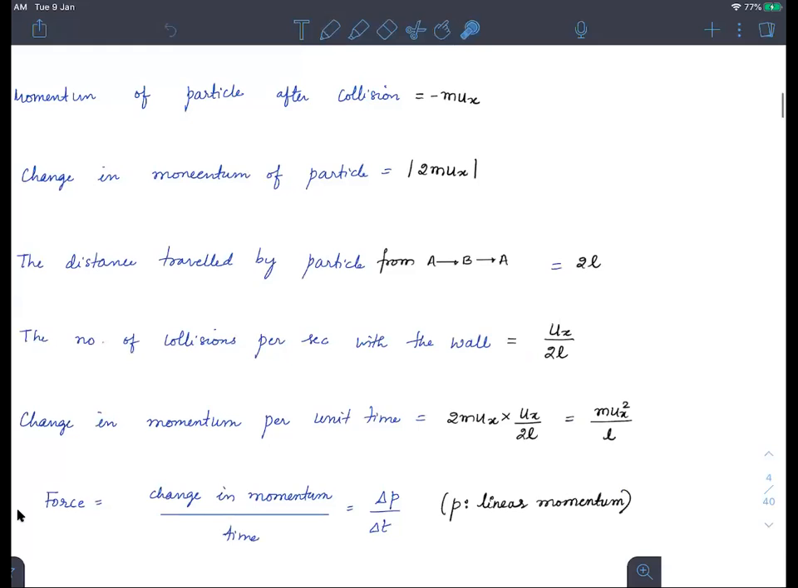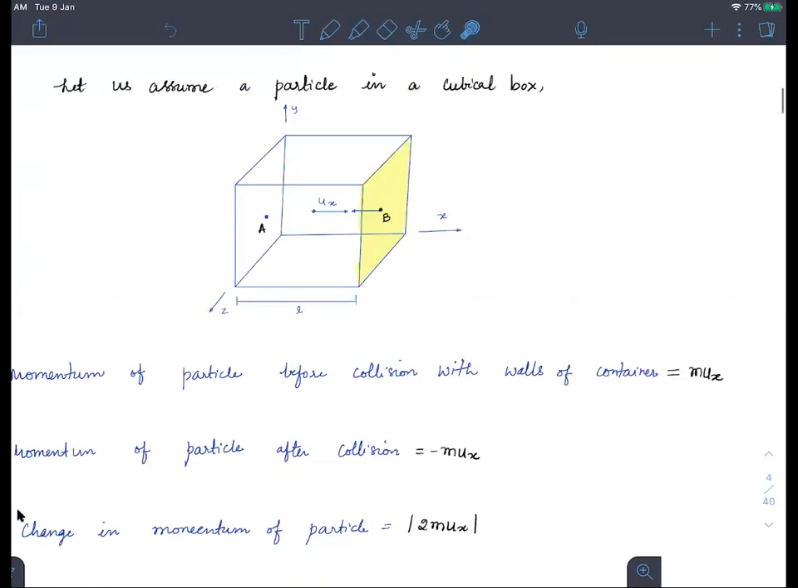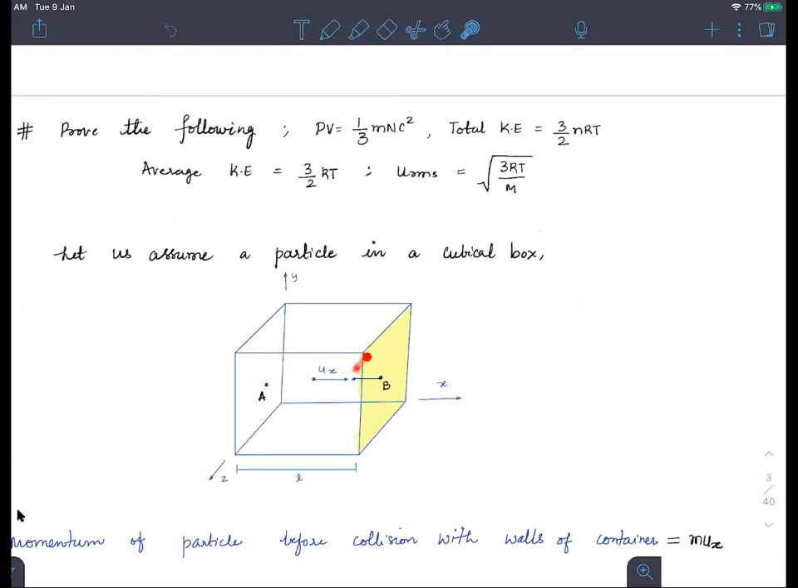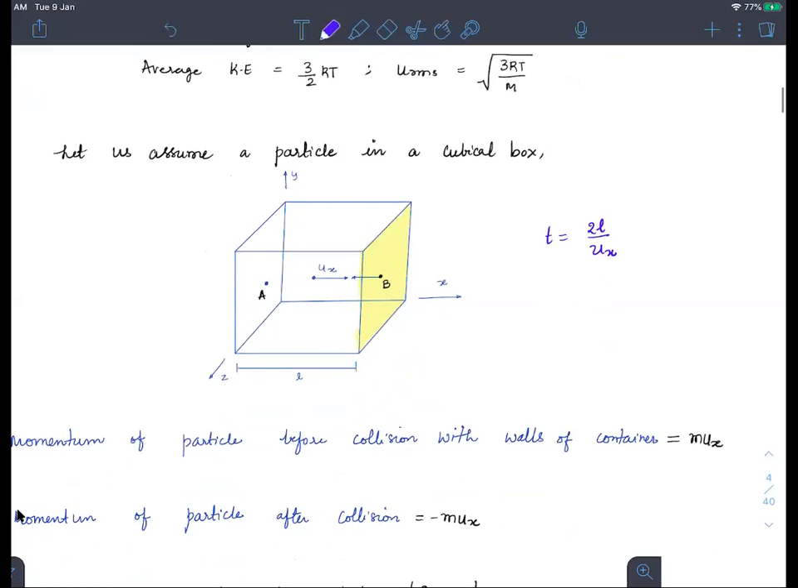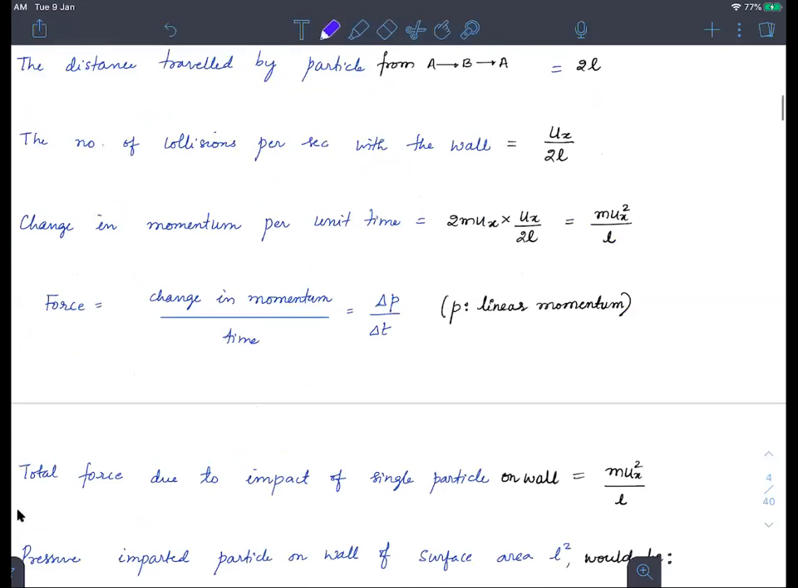So the distance traveled is 2L. Then how many collisions does it make per second? Time taken would be distance traveled per speed. So the number of collisions per time, 1 by t, should be ux by 2L. So the number of collisions per second with the wall would be ux by 2L.